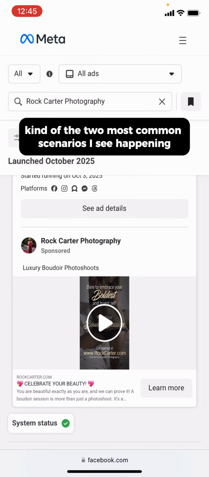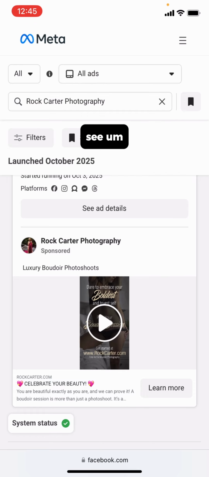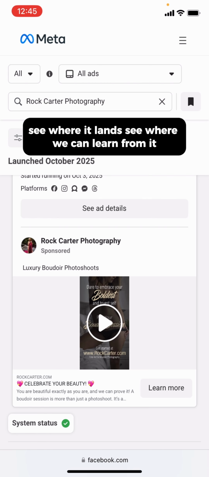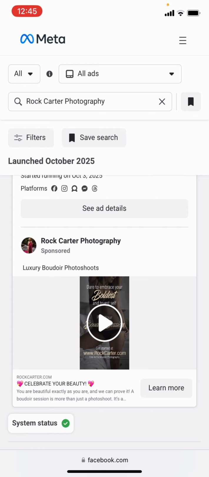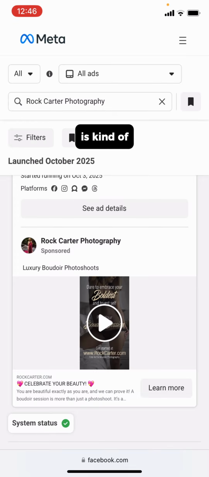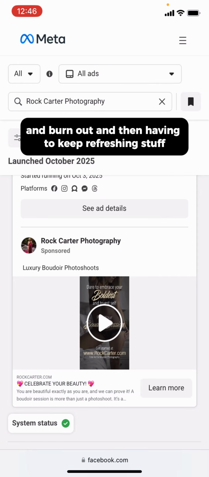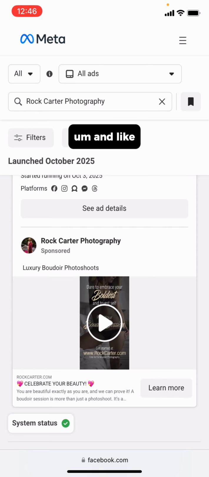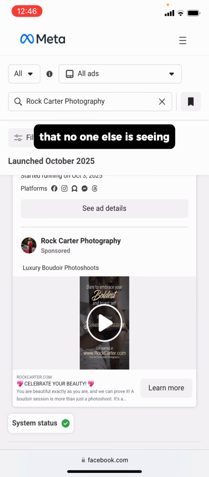So those are the two most common scenarios I see happening, especially with boudoir Facebook ads, because I do see a lot of the top 10 most common mistakes. So we're going to look at this ad, see where it lands, see where we can learn from it. And some mechanics that most boudoir Facebook advertisers are unaware of is what is actually causing the ads to do worse and worse over time and burn out, and then having to keep refreshing stuff, and how to solve it. And so here's the actual root cause issue that no one else is seeing.